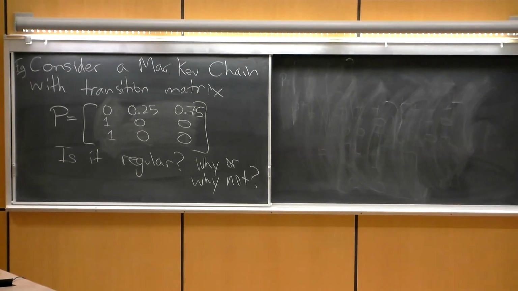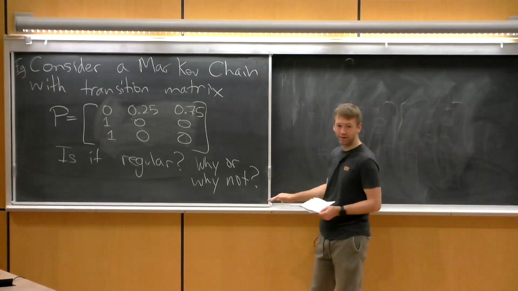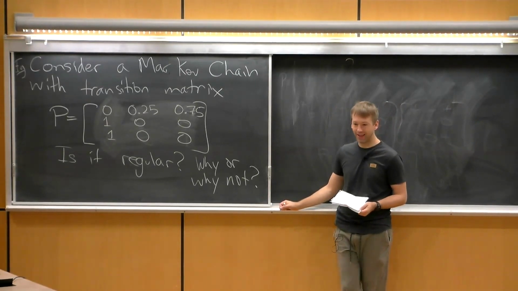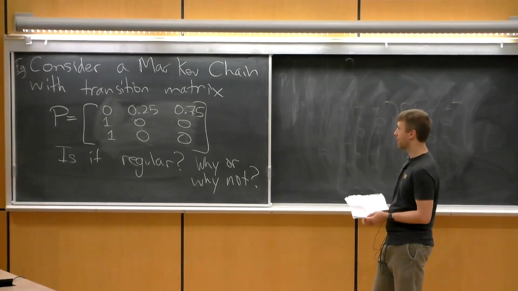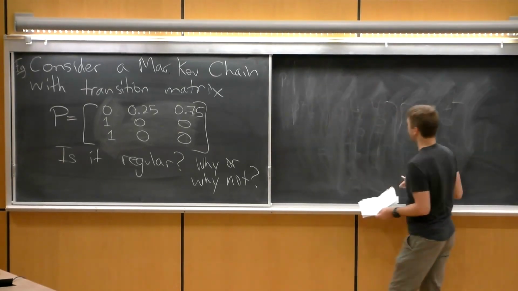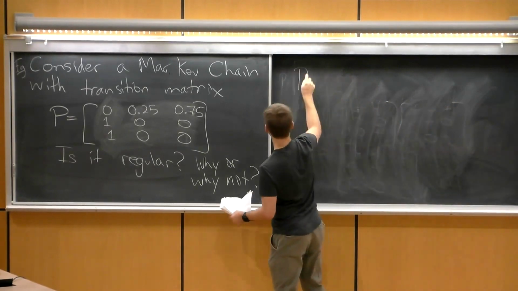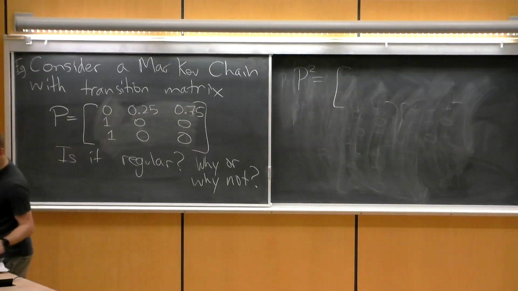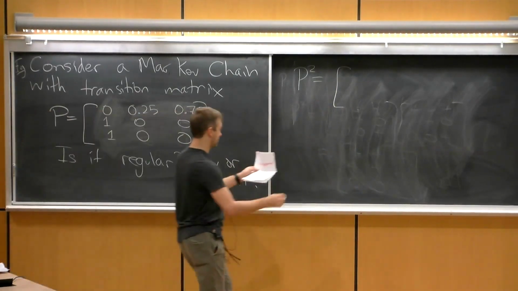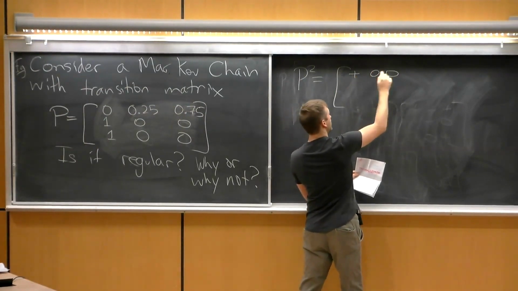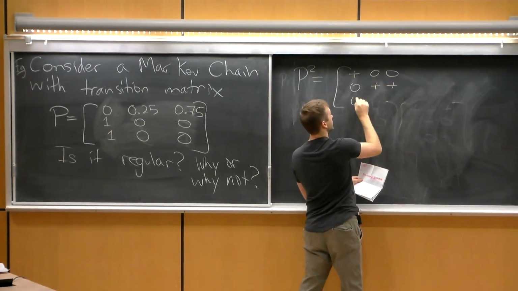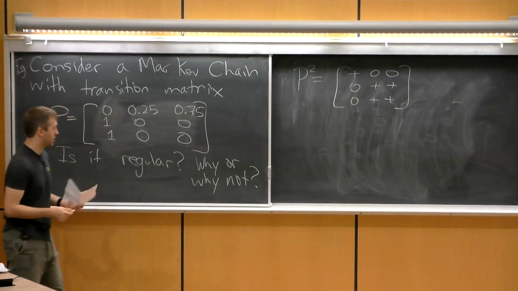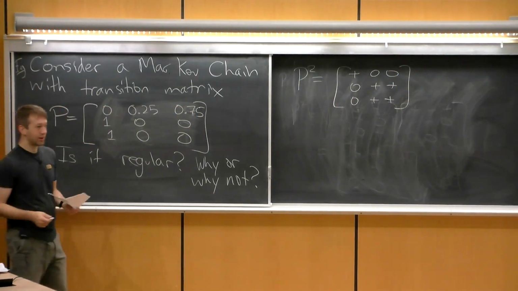So does anyone already have a reason why this isn't regular? Exactly. So it turns out if you start taking powers, you'll find... So did everyone get this for p squared? Hopefully it looks something like that. That's what p squared is supposed to look like.